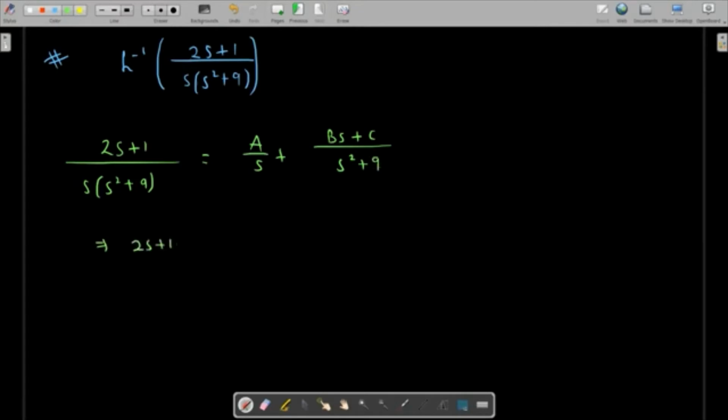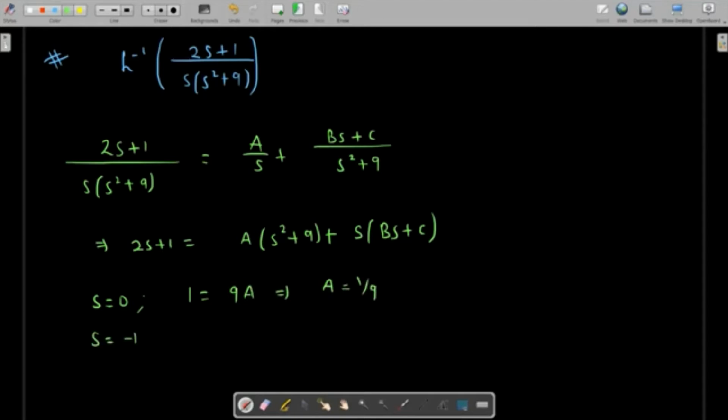So this becomes 2s + 1 equals A times (s² + 9) plus s times (Bs + C). All right, if you replace s by 0, then 1 is equal to 9A. So A is nothing but 1 over 9. If you replace s by negative 1, then we have negative 1 equals, negative 1 squared is 1, 9 plus 1 is 10. So we have 10A, where A is already 1 over 9.